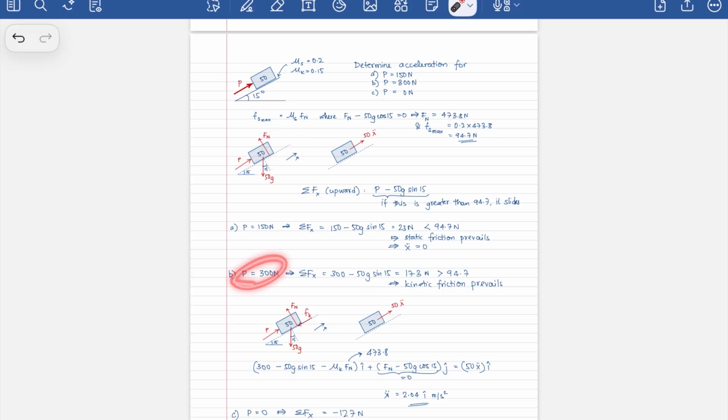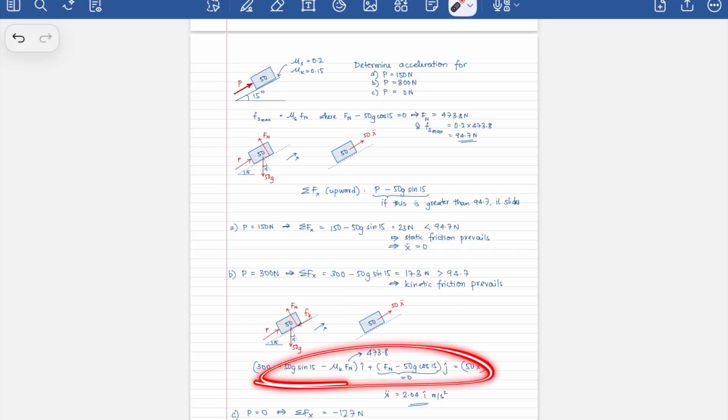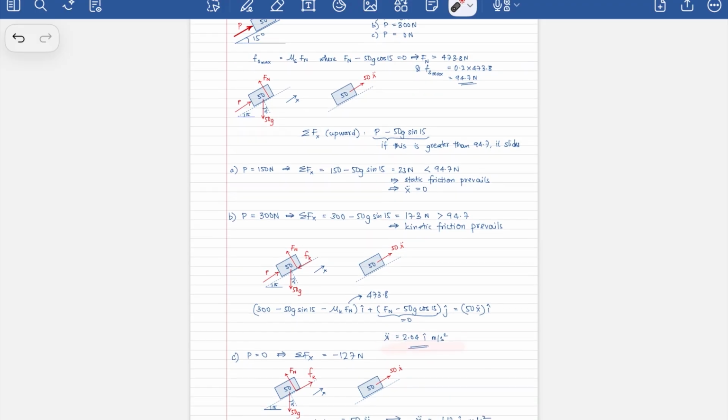In the next case, the net force in the upward direction is greater than the static friction limit. Because of that, kinetic friction will prevail and it's going to resist the motion that is going to be upwards. And so you have this relation here from which you get x double dot.